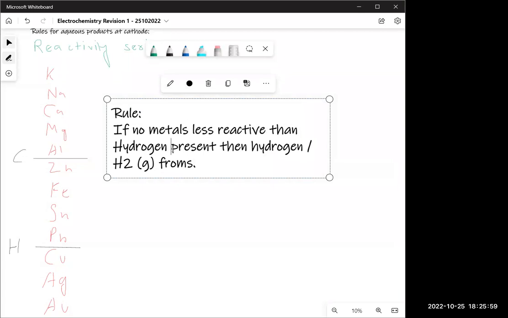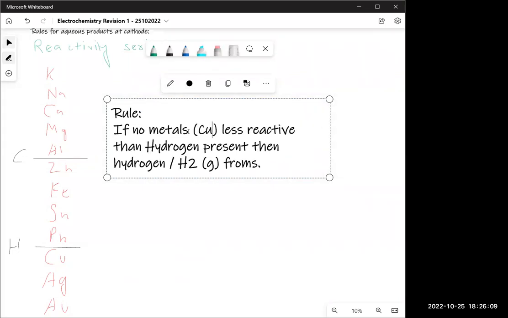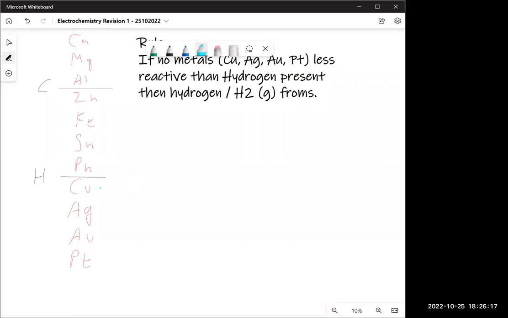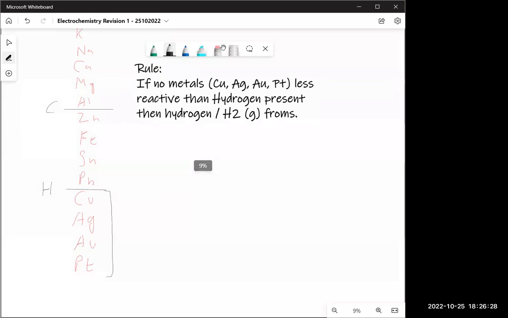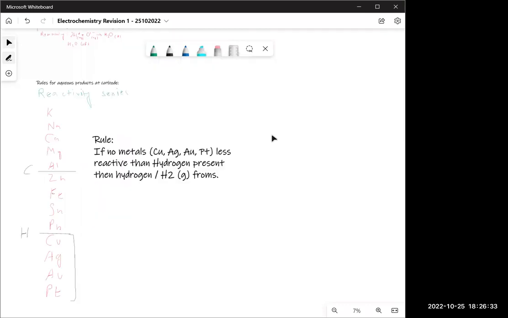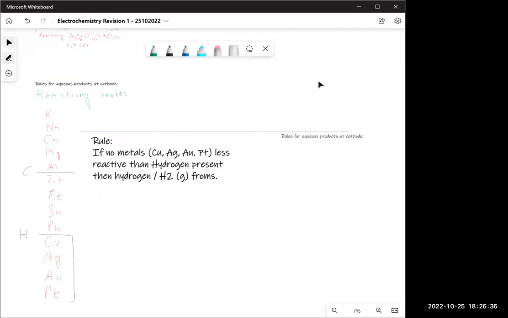These are copper, Ag, Au, and Pt. So the ones at the end. If these are not there, then always hydrogen will form. Is that clear? Yes. Okay, that's fine. Done. Now I'll give you an example.